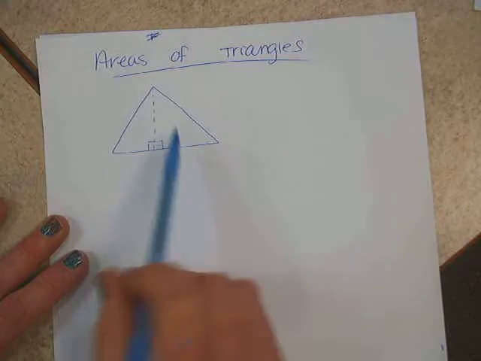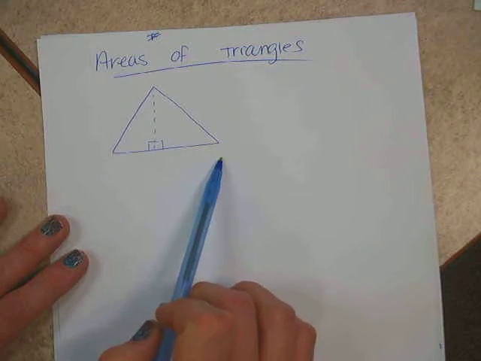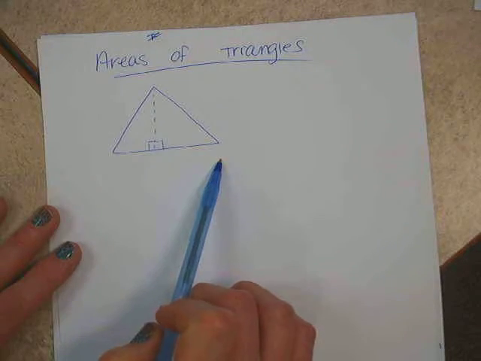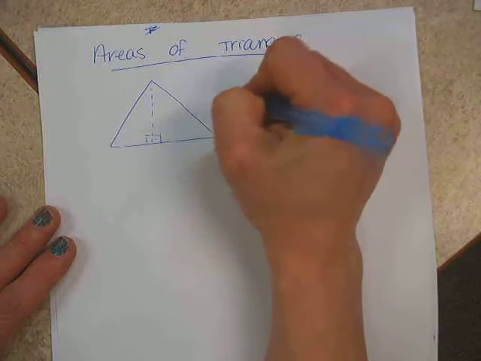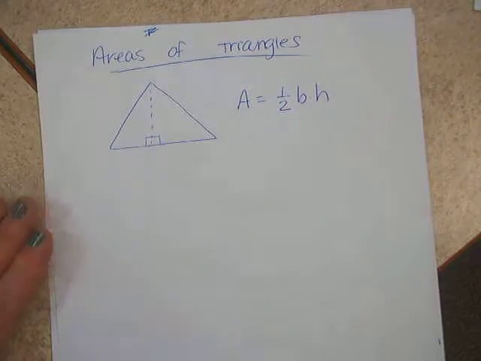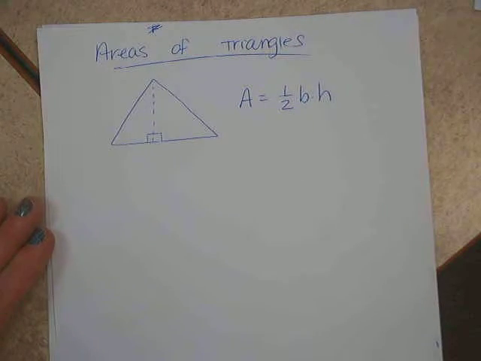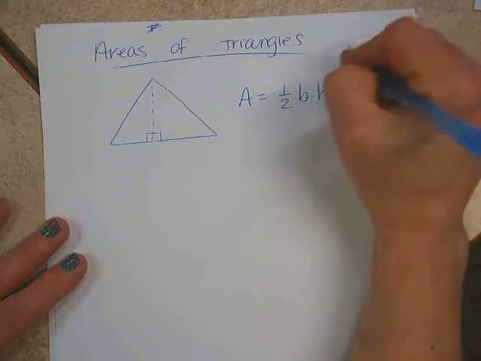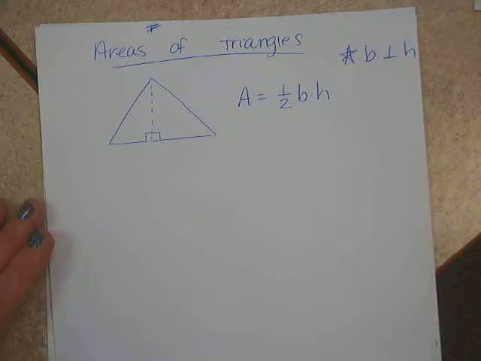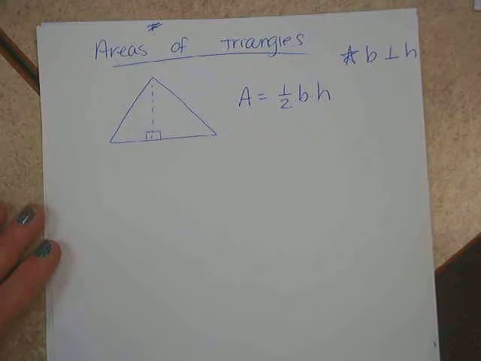So if that is half of one, then it should make sense that the formula would be half of the formula for your parallelogram. And you guys know this one. It's 1/2 base times height. And again, the base should be perpendicular to the height. Okay.